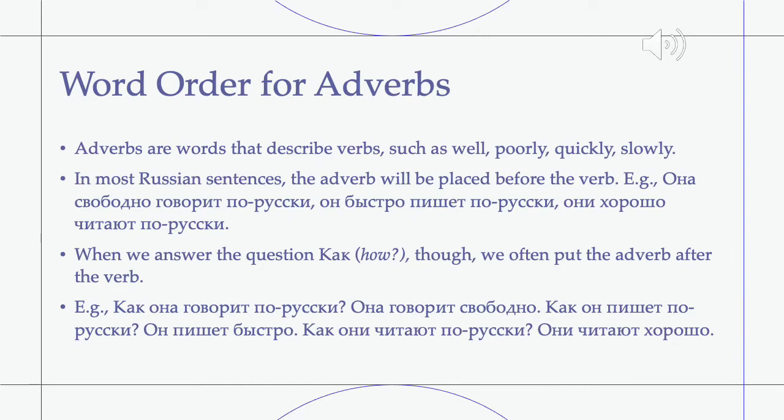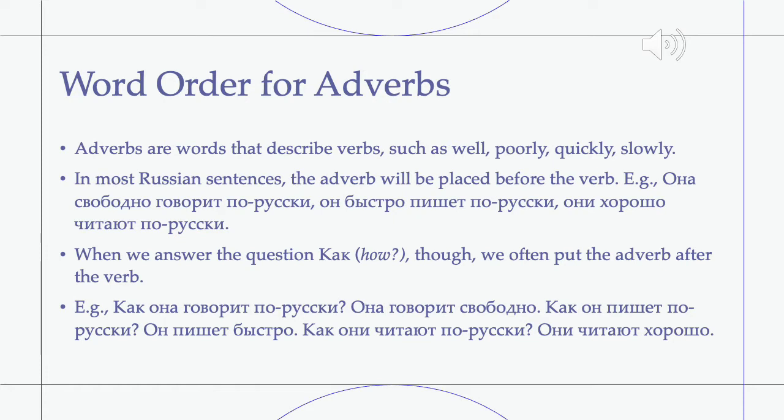Before we jump into the language words, however, let's talk a little bit about adverbs and the word order for adverbs in Russian. Adverbs are words that describe verbs. So remember, adjectives are words that describe nouns. Adverbs are words that describe verbs. So these are words in English like well, poorly, quickly, or slowly. Frequently in English, they will end in "ly."